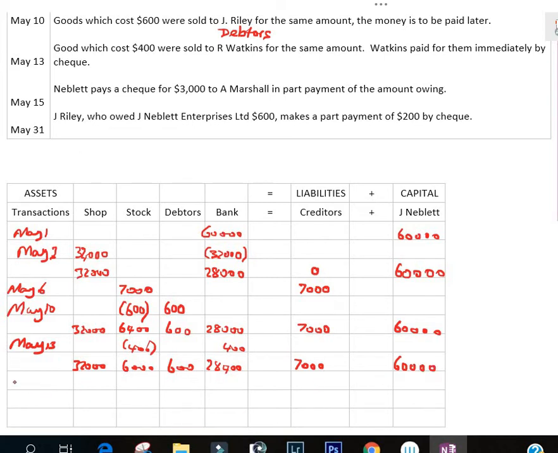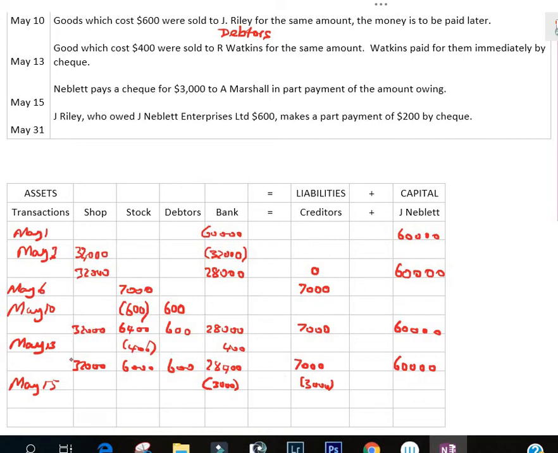Now on May 15th, we decide we're going to pay off some of the money that we owe Marshall. So therefore, if we're paying off some money, that means we paid it by check here, because we write checks, and we paid $3,000. So that means we're taking $3,000 out of the bank, and therefore we're going to pay some of our liabilities. So we're paying down the liabilities, so we've got to take away the $3,000 from the liabilities. Alright, so write that properly.